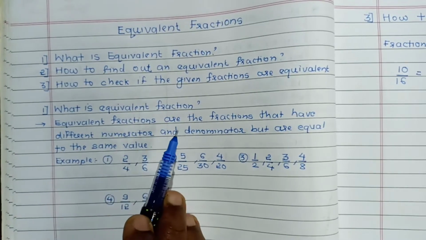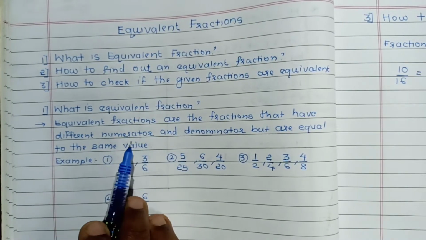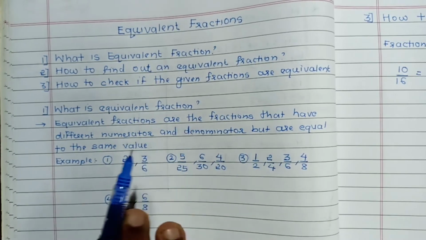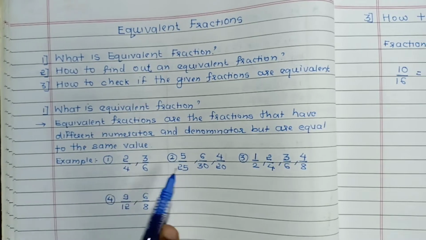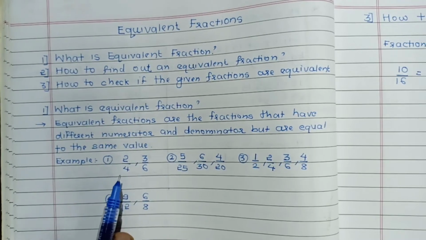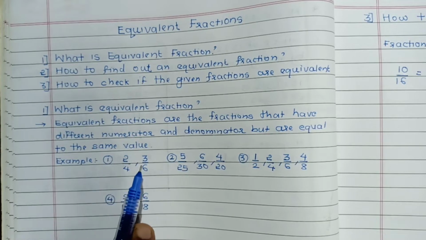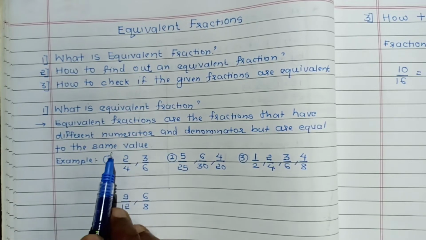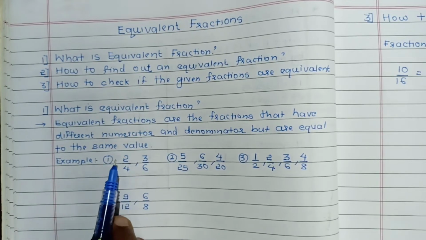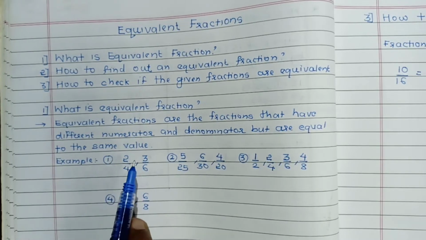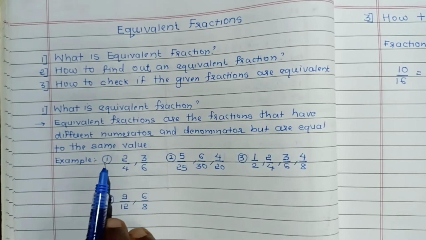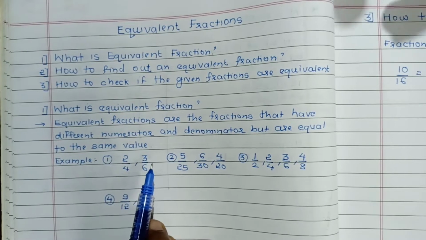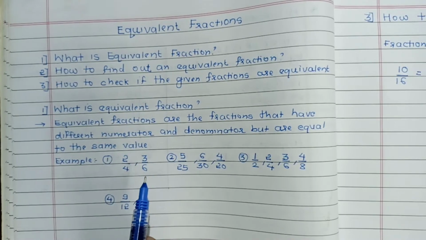Equivalent fractions are fractions that have different numerators and denominators but are equal to the same value. To understand this, let us take a few examples. The first one is 2 upon 4 and 3 upon 6. These are two different fractions. In 2 upon 4 the numerator and denominator are different, and in 3 upon 6 also they are different, but they are equal to the same value. Let us see how.